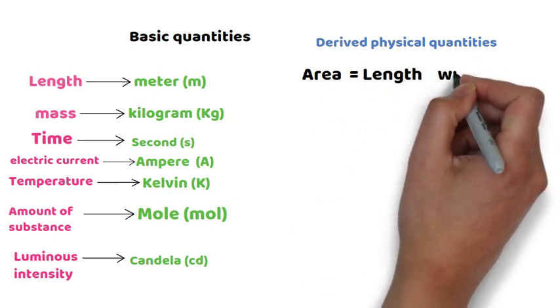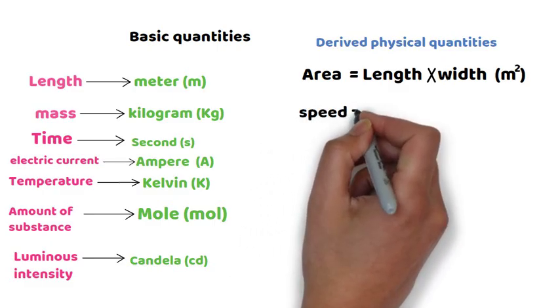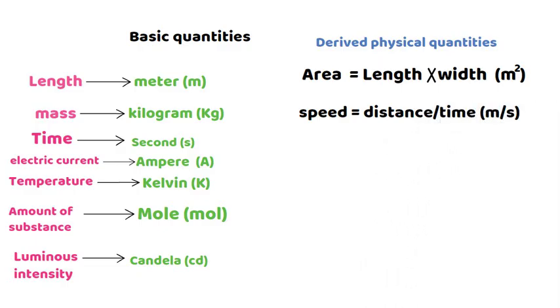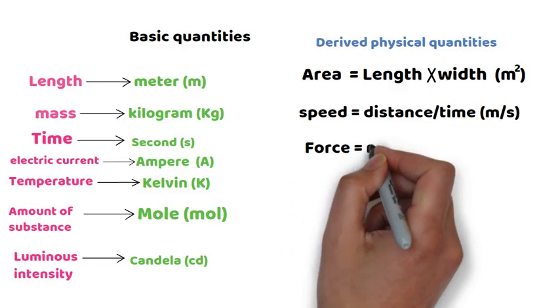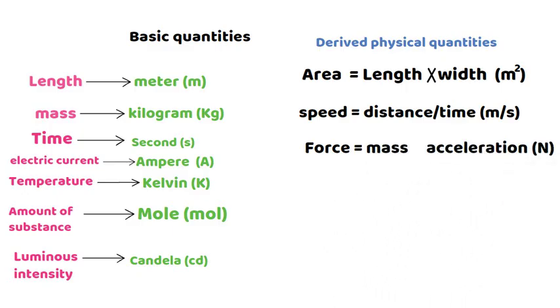But when we come to derived physical quantities, area is the product of length and width. Both length and width are base quantities, but area is a derived quantity because it's the product of two base quantities, namely length and width. Speed is the ratio of distance and time. Both distance and time are base quantities, but speed is a derived quantity, which is the ratio of distance and time.